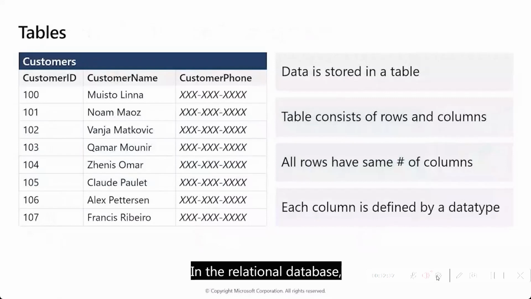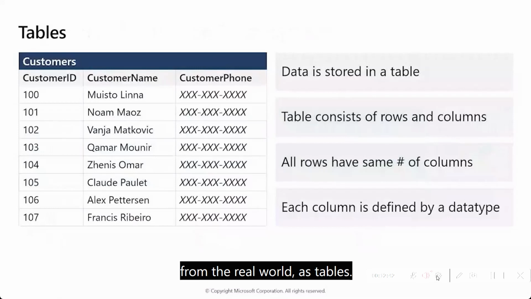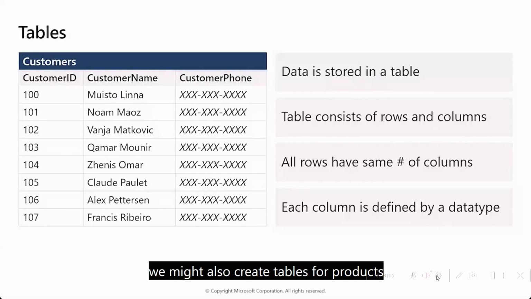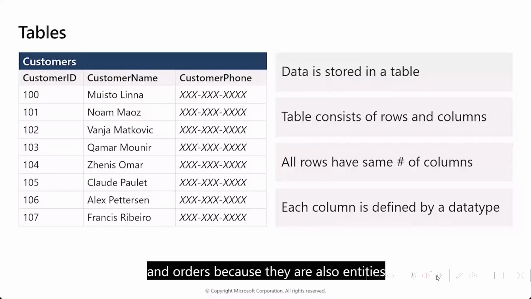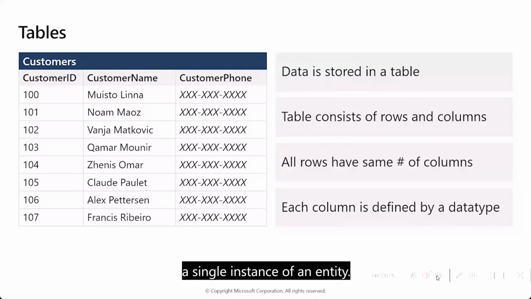In a relational database, you typically model collections of entities from the real world as tables. For example, a customer is an entity, therefore we create a customer table. An entity generally describes a thing about which we want to hold information inside a database. In the e-commerce example here, we might also create tables for products and orders because they are also entities in the real world.